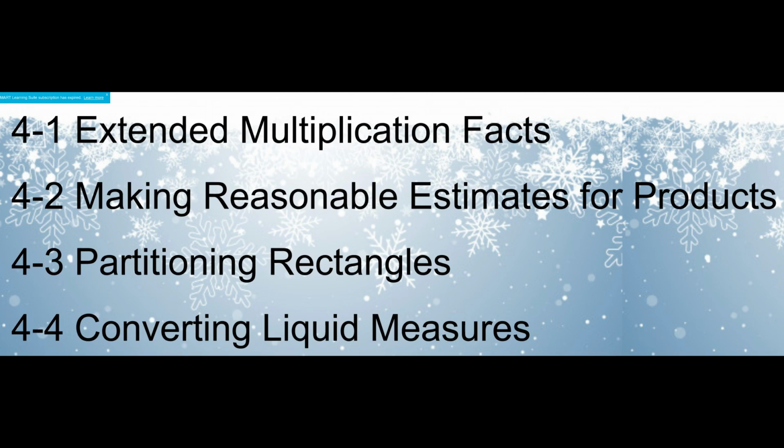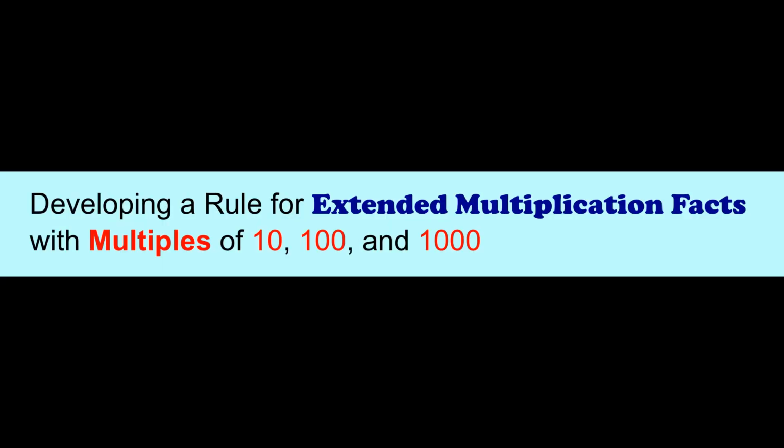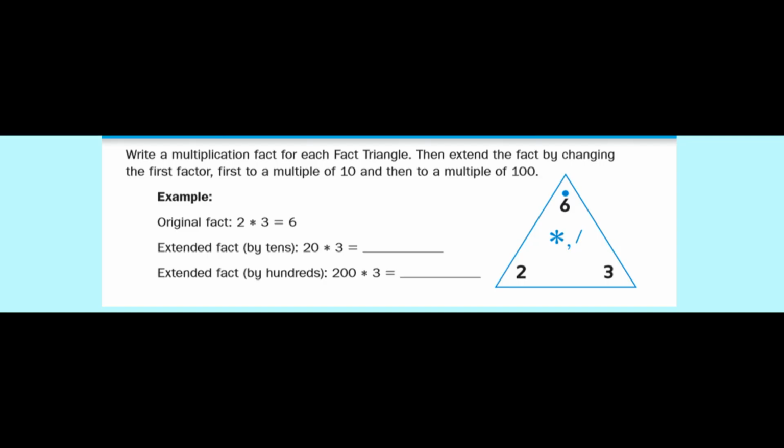Let's start with 4.1, extending multiplication facts. In lesson 4.1, we worked with developing a rule for extended multiplication facts. That is when we were multiplying with multiples of 10, 100, or 1,000. We start with our basic multiplication fact. 2 times 3 is 6.